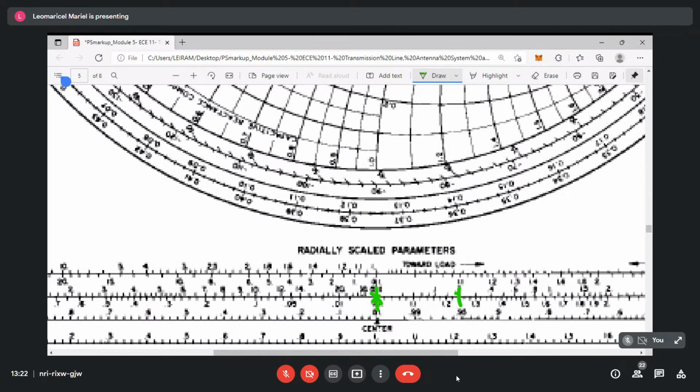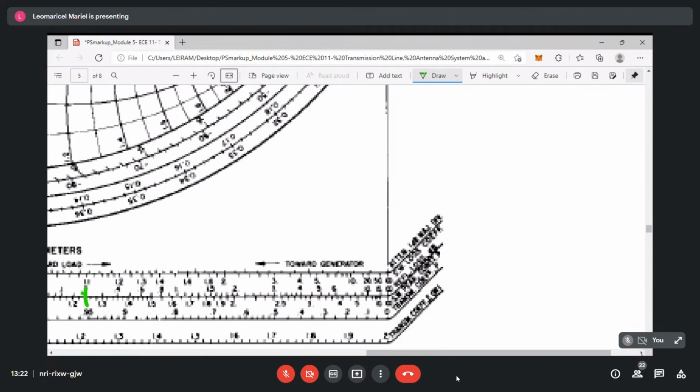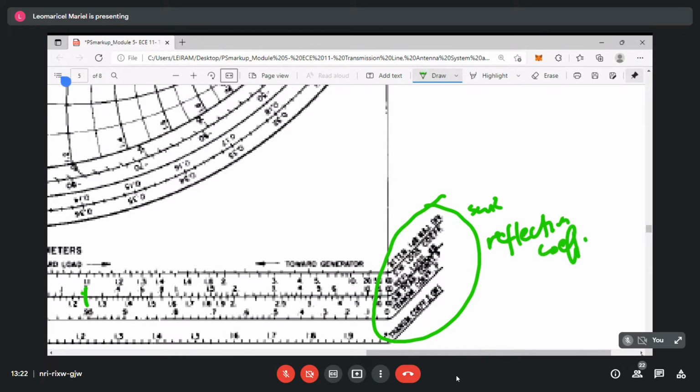Kukunin mo yung value that represents your SWR. Meron kasi dito nakalagay ito. Makikita nyo dito, ayan. May nakalagay dyan na SWR, reflection coefficient. Ayan. Makikita nyo dyan sa axis na to. Since malabo kasi yan, yung nakuha kasing ano sa internet is malabo. Pero meron dito. Alin man dito, doon nyo kukunin yung value.